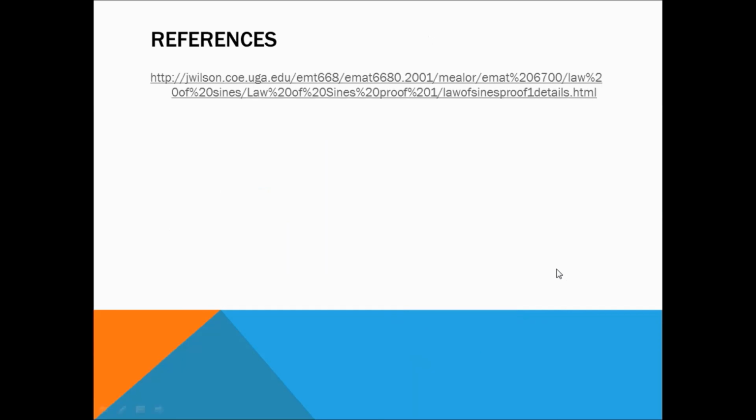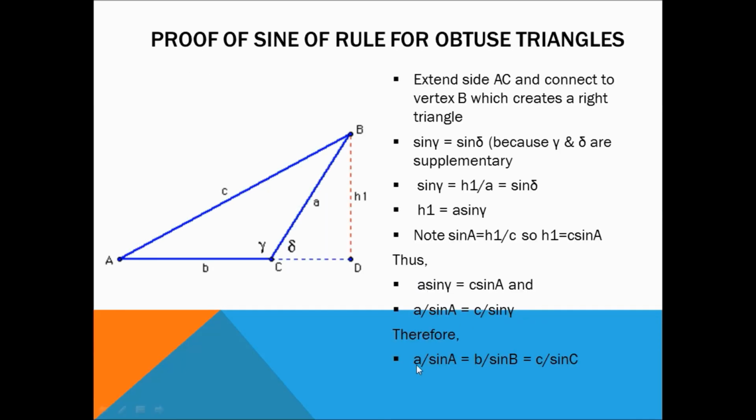Therefore, similarly, we have a over sine A equals b over sine B equals c over sine C, which is our sine rule. So this whole thing is the proof for the sine rule for obtuse triangles.